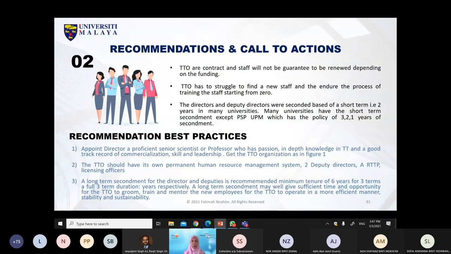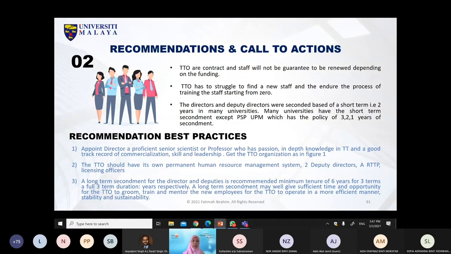We have to change our governance. We have to be directly under the Vice Chancellor. And the second problem is that we have to change our organizational chart. We have to have permanent contract staff, because the problem we face now is that we do not have permanent contract staff, and if the term is already finished, we will not continue them because we have no funding, and the TTO has to struggle to find new staff and endure the process of training the staff starting from zero. And then some of the top management, the directors and deputy directors, are seconded only for 2 years. And if their blueprint is not continued by the next director, then it's a waste of the energy spent by the previous director. So this is the problem faced in the Malaysian scenario now.